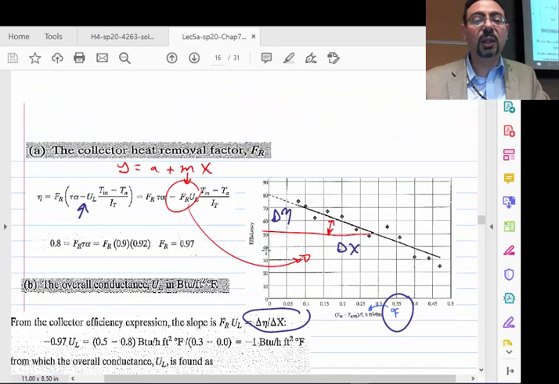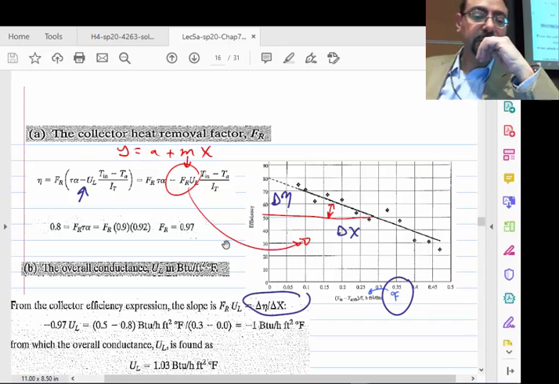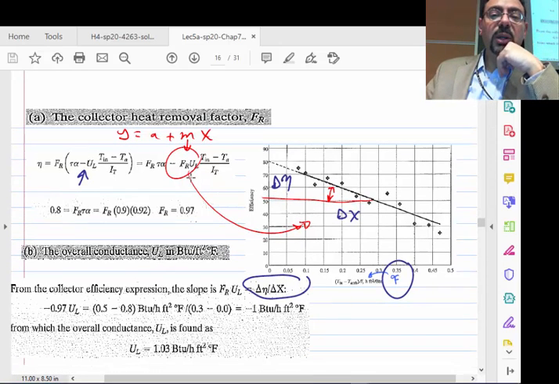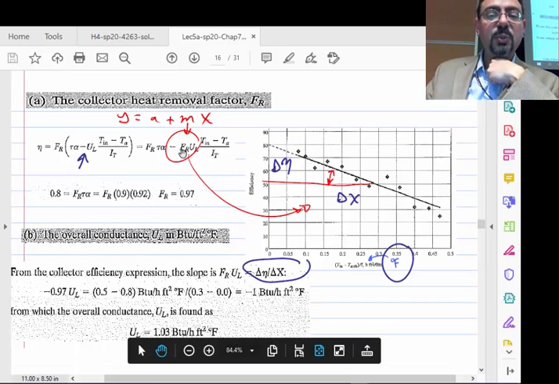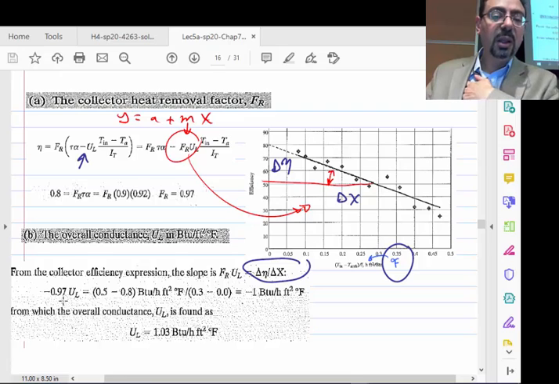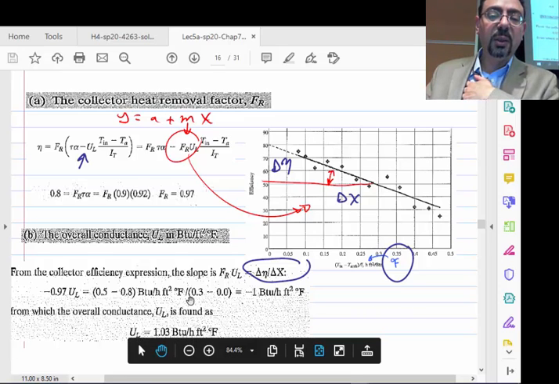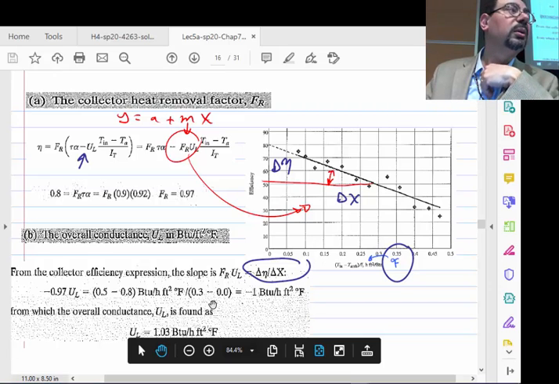The second part, he wants to calculate the UL. Okay, where is the UL? It's in the slope, FR UL, and we just calculated FR from the intercept. So he says, well, the slope is minus 0.4. Okay, so this minus 0.97 UL, and you got the minus 0.97 from the previous part, is equal to the slope. And look at the way he calculates the slope. He picks 2 points. So when you go from 0.5 to 0.8, and he calculates the x-axis, going from 0 to 0.3. That's the way he calculates the slope.